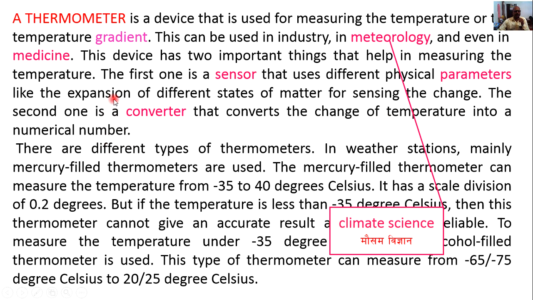A thermometer is a device used for measuring the temperature or the temperature gradient. This can be used in industry, in meteorology, and even in medicine. This device has two important things: one is the sensor and the other is the converter. The sensor uses different physical parameters like the expansion of different states.